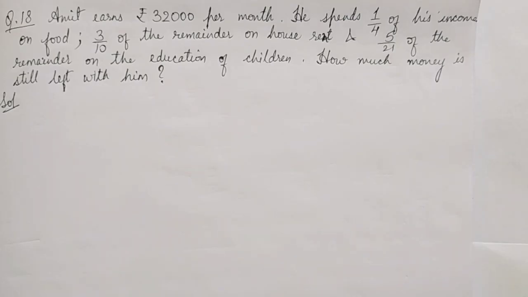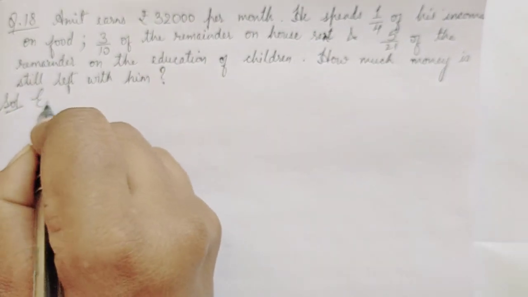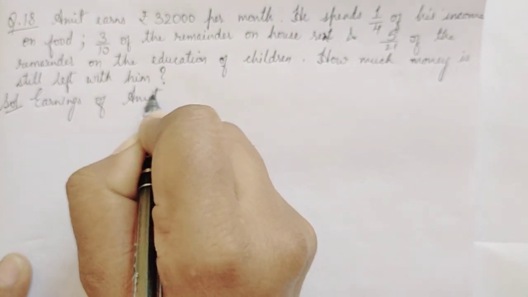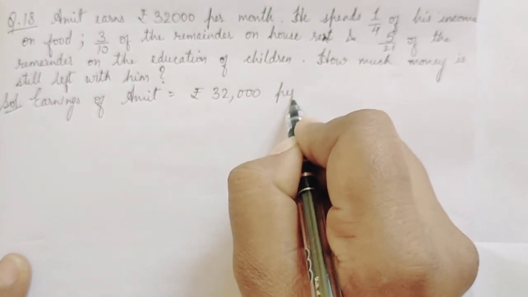Question number 18. Amit earns rupees 32,000 per month. He spends 1 by 4 of his income on food, then 3 by 10 of the remainder on house rent, then 5 by 21 of the remainder on the education of the children. How much money is still left with him? That we have to find out. So first of all, earnings of Amit, that is 32,000 per month.